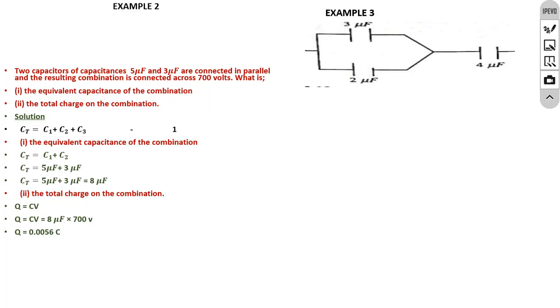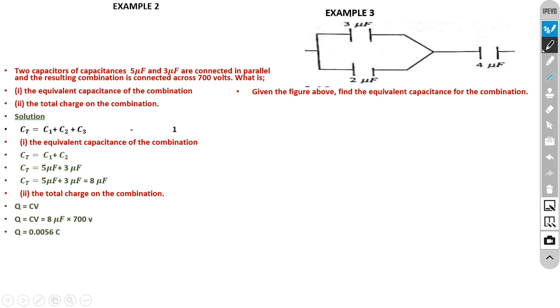Example 3. This figure is given. Given the figure above, find the equivalent capacitance for the combination. You look at this figure, you see that C1 and C2 are in parallel. This is a parallel arrangement, and this one is a series arrangement. What are we going to do? We are going to solve this first. When we do that, this will give us a single value.